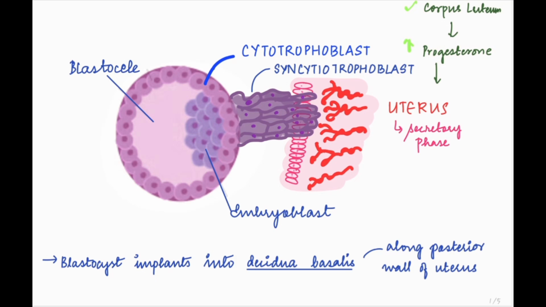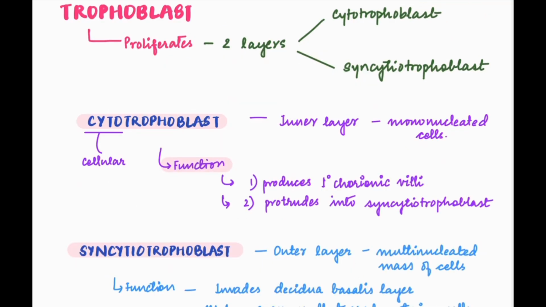The trophoblast that we saw earlier divides into two parts. One, cytotrophoblast, and second is the syncytiotrophoblast. This blastocyst gets implanted into the decidua basalis in the posterior wall of the uterus. It is a very important MCQ. So, let's study about the trophoblast in detail.